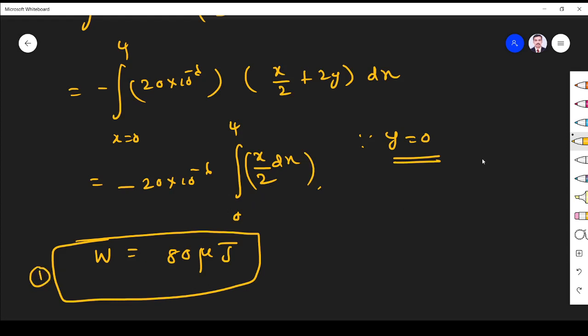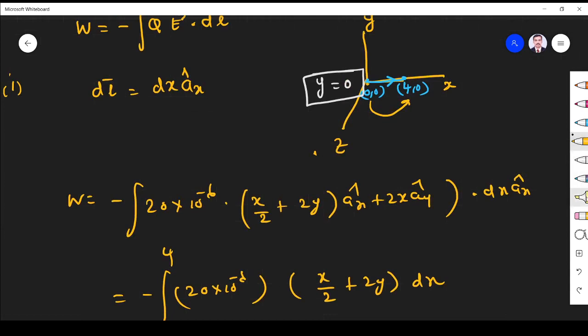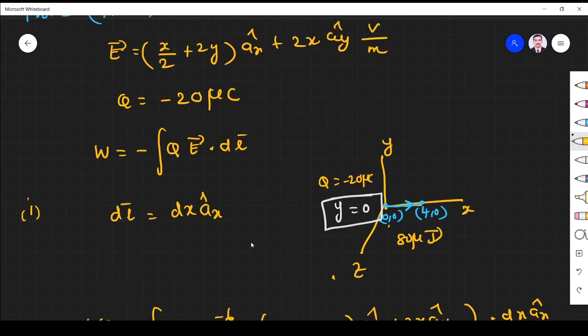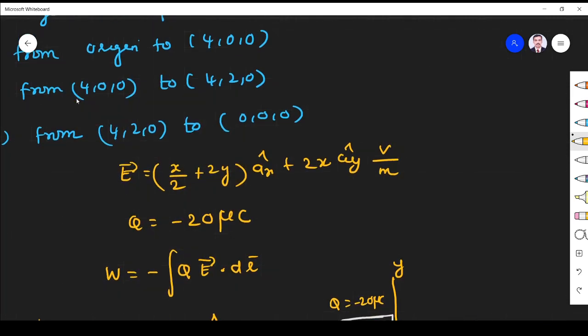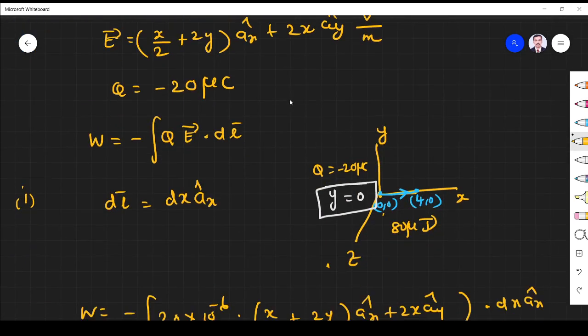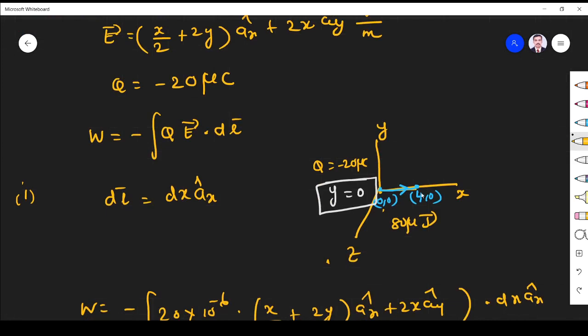So in order to move the charge, what we are doing is moving the charge of 20 microcoulomb from here to here. We have to do 80 microjoule of work. You see, what is the next problem? The next problem asks, we have to move the charge from 400 to 420. 400, that is 4, 0 here. We have to move to 420.